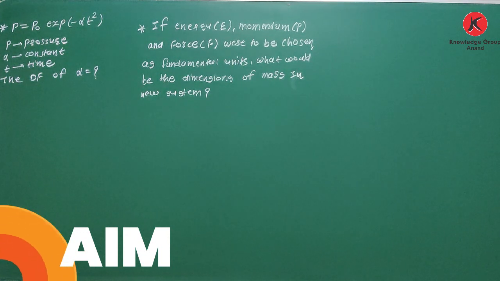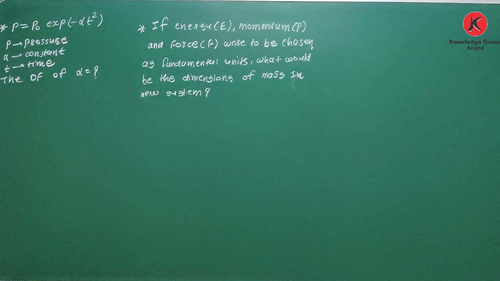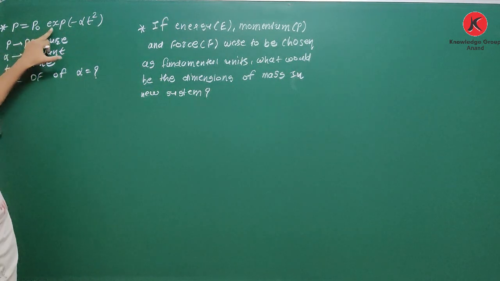Okay, next question. P is equal to P0 exponential of minus alpha t square, where P is pressure, alpha is a constant, and t is time. Find the dimensional formula of alpha. You have to find the dimensional formula of alpha. See, this question is here: P is equal to P0 exponential.